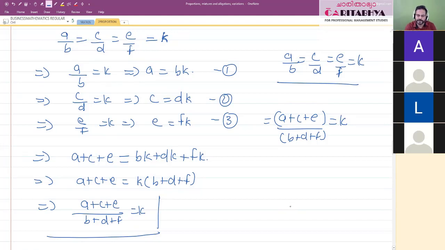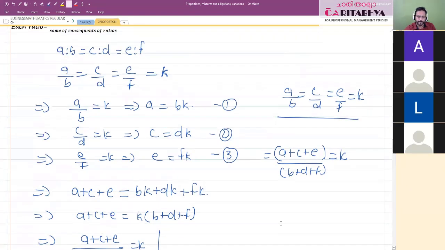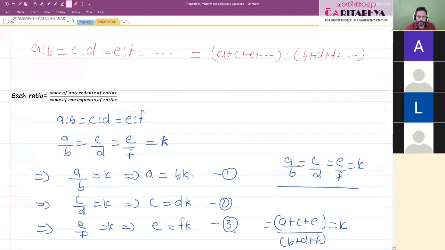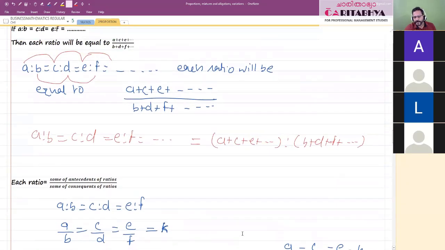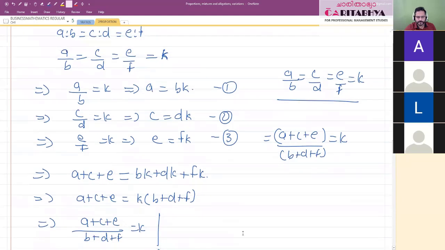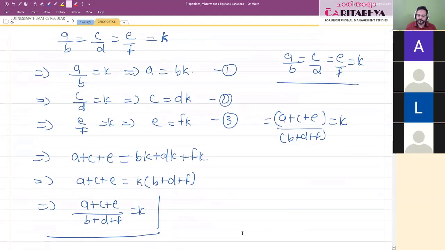So 3 കോൺ നമ്മൾ ഈ വെച്ചിട്ടാണ് ഒത്തിരി പ്രോബ്ലം സോൾവ് ചെയ്യുന്നത്. സോ കുറെ റേഷ്യോസ് ഈക്വൽ ആയിട്ട് തന്നാൽ അതിന്റെ ആന്റിസിഡൻസിന്റെ സമ്മും കോൺസിക്വൻസിന്റെ സമ്മും എടുത്തിട്ട് റേഷ്യോ ഉണ്ടാക്കിയാൽ എന്താണ്? ഈ തന്നിരിക്കുന്ന റേഷ്യോയുടെ എല്ലാത്തിനോടും ഈക്വൽ ആയിരിക്കും. Each ratio will be equal to sum of antecedents of given ratios divided by sum of consequents of ratios. Clearly? Yes, sir. So ഈ പ്രൂഫ് വെച്ചിട്ടാണ് നമ്മൾ പ്രോബ്ലം സോൾവ് ചെയ്യുന്നത്.